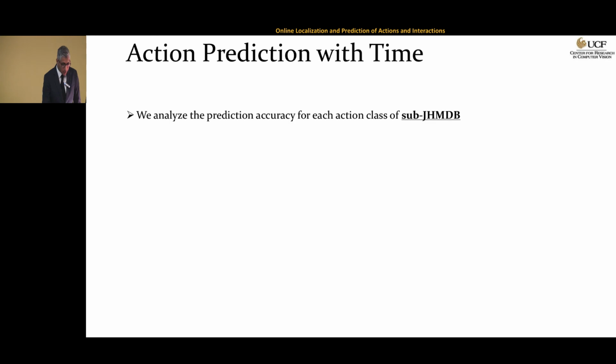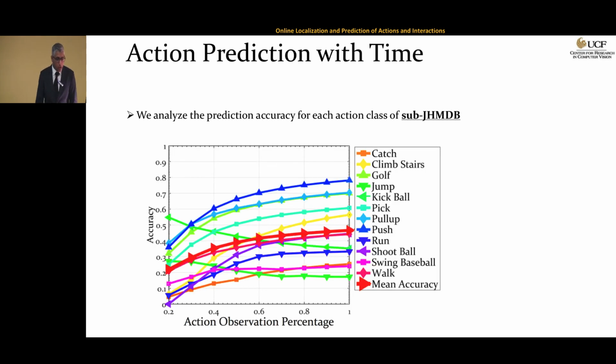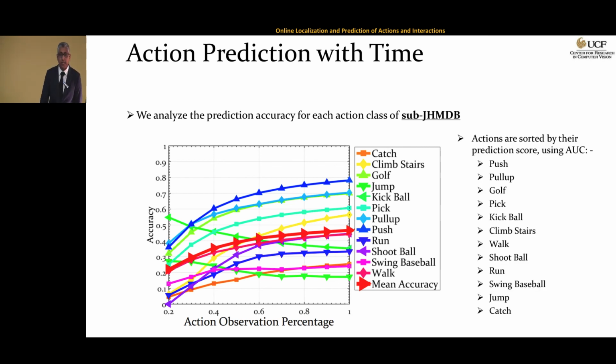Next, since we look at the prediction of the action and interaction in all these data sets, we can also perform some analysis based on each action or interaction. Here we are looking at all these actions from sub-JHMDB, which has 12 actions. We can observe which actions are easier to predict and detect as compared to the others. So we can sort these actions based on the area under the curve, and then find out which actions are more challenging as compared to the others.